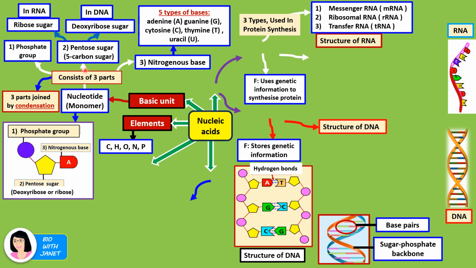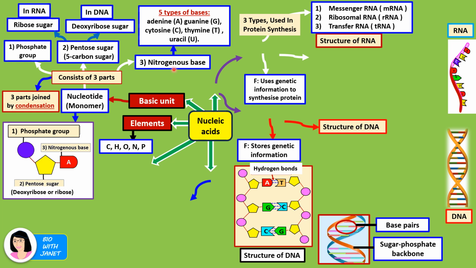And then we have the second part, which is the pentose sugar or 5-carbon sugar. Now there are two types of pentose sugars, which are the ribose sugar found in RNA. That's why it's called ribonucleic acid. The ribo comes from the word ribose. Okay, ribose sugar or ribonucleic acid. And for DNA, the D here stands for deoxyribose sugar. Okay, so RNA contains the ribose sugar and DNA contains the deoxyribose sugar. That's why DNA is called deoxyribonucleic acid. The deoxy comes from the word deoxyribose.